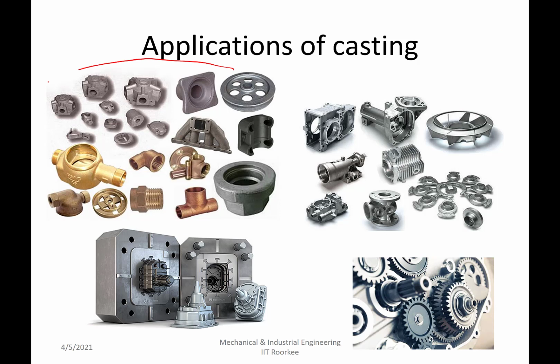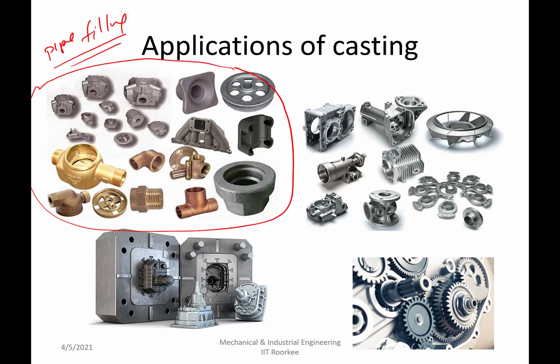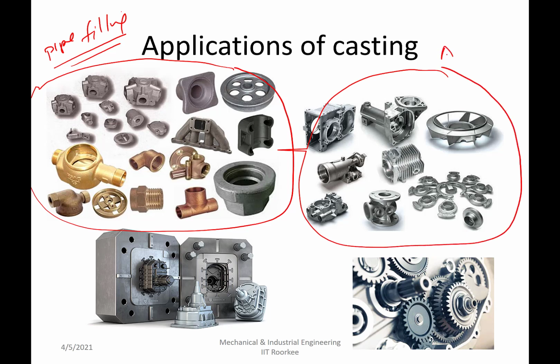If you see the applications, the products made by casting are found in so many fields. This group of products is primarily related to pipe fittings for transport of fluids of different types, which may be water or other types of liquid. And these are parts which are used in the automotive industry. These look very smooth and fine, but all these are cast products directly.